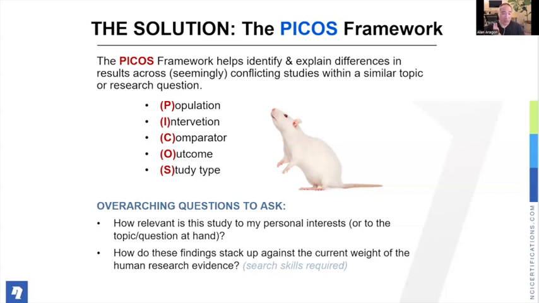And the other question that you should ask is, how do these findings stack up against the current backdrop of the human research evidence? Are they in line with it, or are they somehow anomalously out of step with it? And what's different or what's better about this study potentially that could maybe buck the trend of what's been seen in the majority of the evidence? So those are some questions to ask.